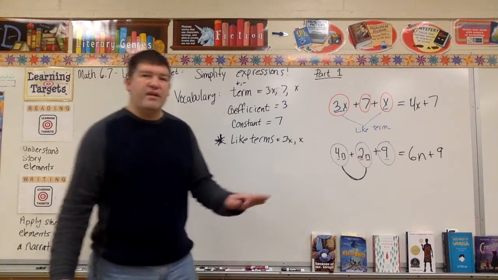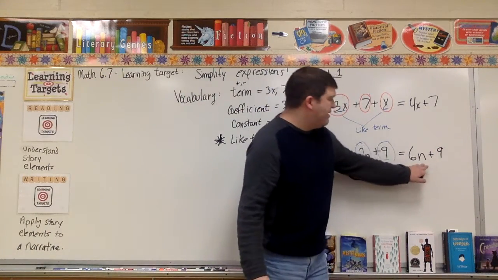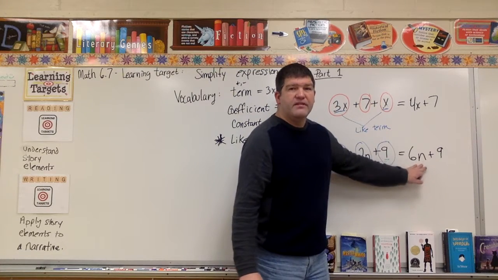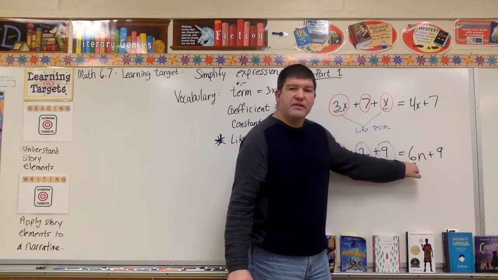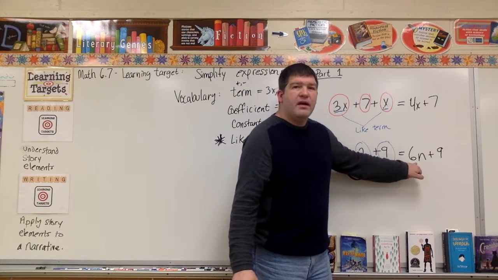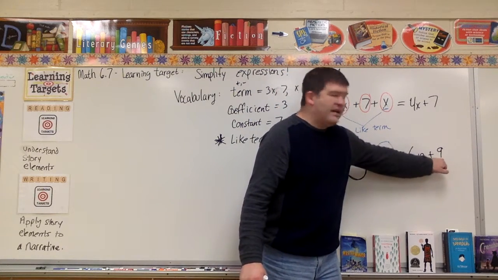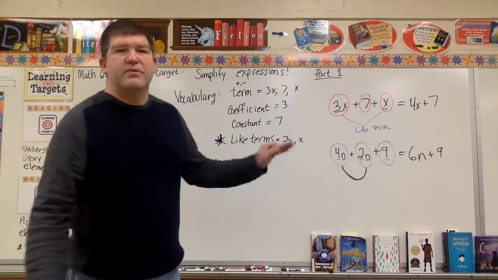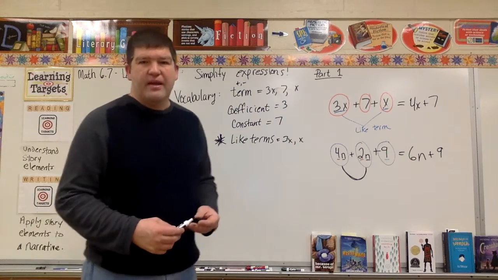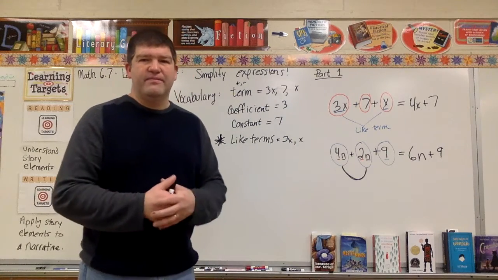Now here, I don't have any more like terms. What I have here is I have 2 terms, the 6n and the 9, 2 terms. I have 1 coefficient, the 6. I have 1 constant, this 9. And I have no like terms. So it's in its simplest form. I can't put anything else together.